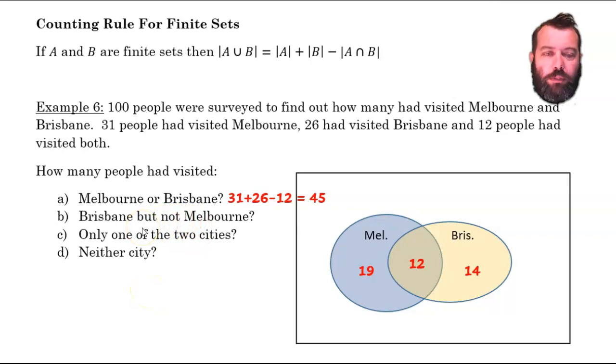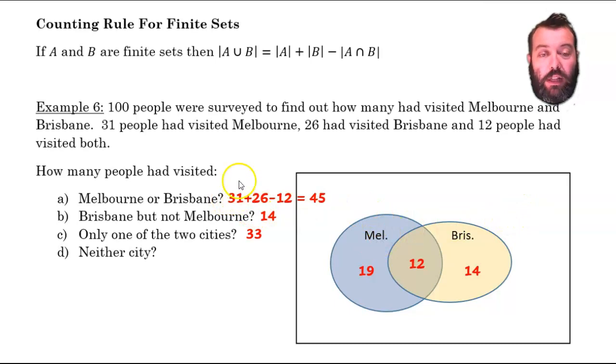Brisbane, but not Melbourne. So I don't want to include that 12 there. These 12 people have been to Melbourne. I just want these ones here, so that's 14. Only one of the two cities. That means Brisbane only or Melbourne only, but not both. So that's my 19 plus the 14. It's 33.